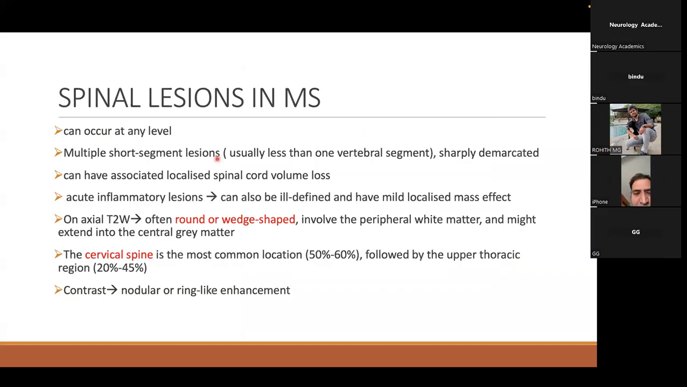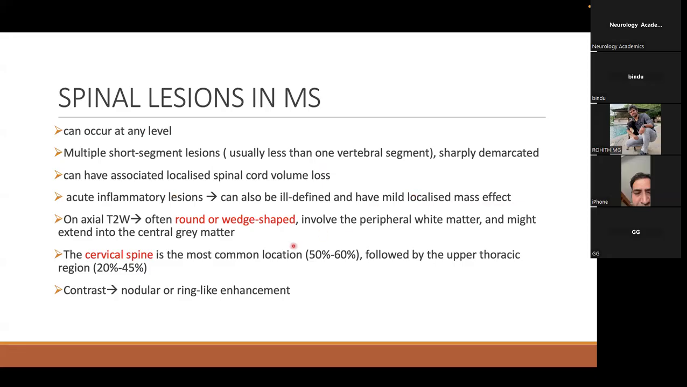And coming to spinal lesions, it can occur at any level, but the cervical spine is the most common location, 50 to 60%, followed by the upper thoracic region in 20 to 45%. And it can have associated localized spinal cord volume loss. And in acute inflammatory lesion, it can be ill-defined and mild mass effect can be there.